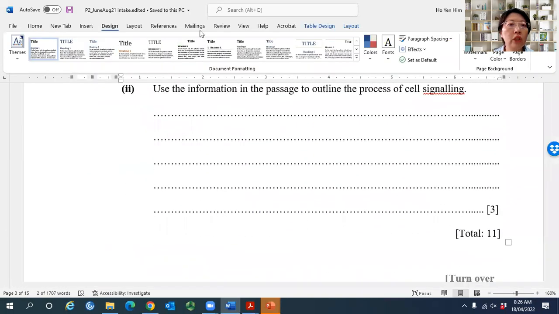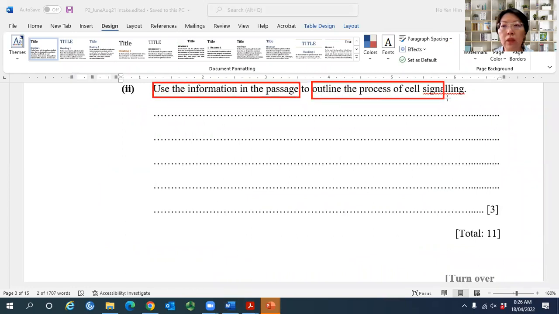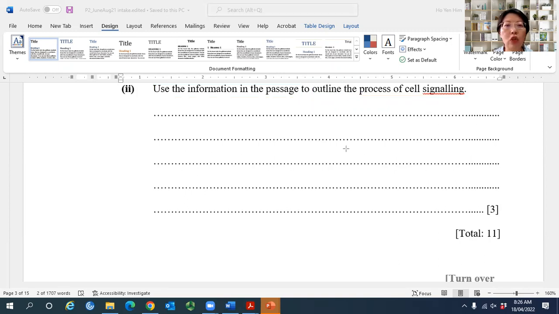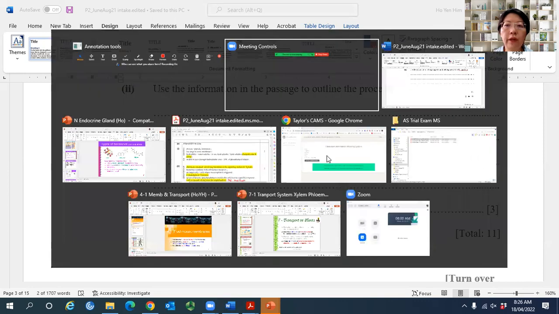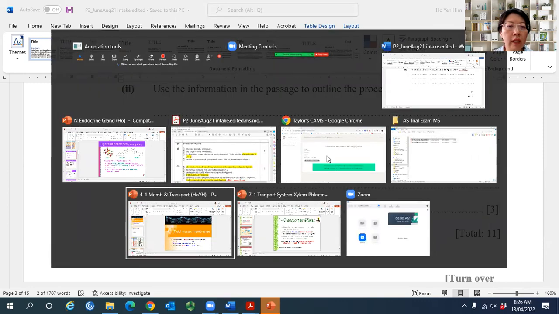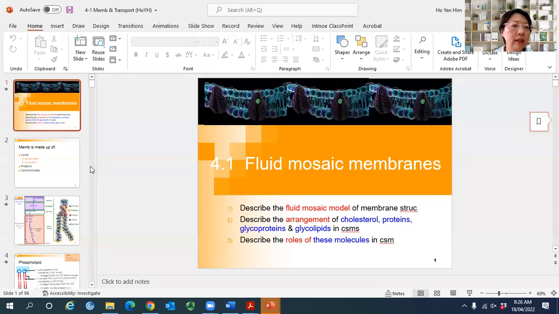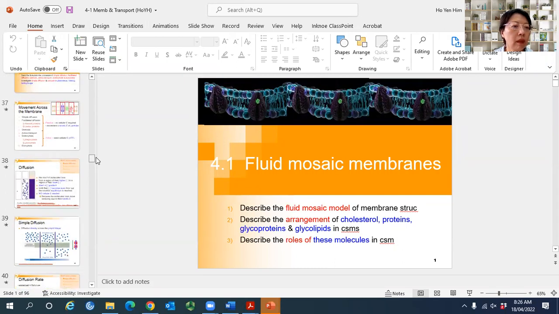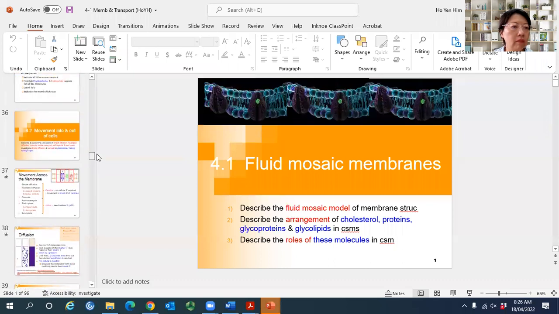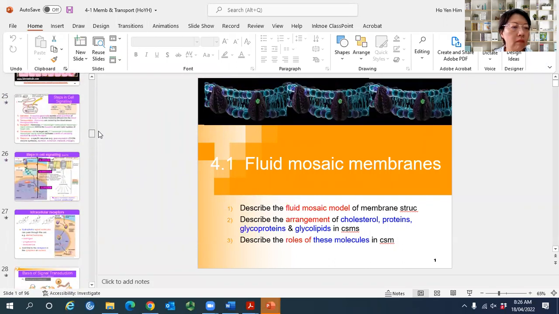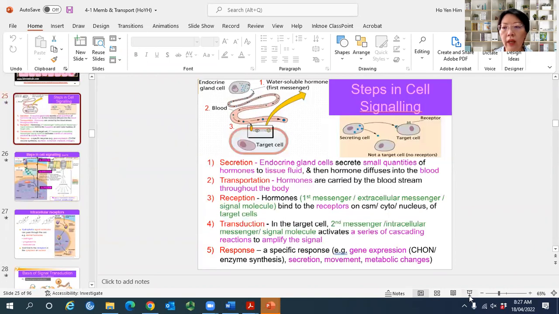The next question is crucial, as you need to use the information in the passage to outline the process of cell signaling. Before you even do that, you need to remember what you have learned in cell signaling for your syllabus. Outline the process of cell signaling according to your syllabus, but using information in the passage. So first you have to go back to your syllabus. What have you learned about outlining the cell signaling process in the membrane chapter? Okay, so it's this whole thing here.